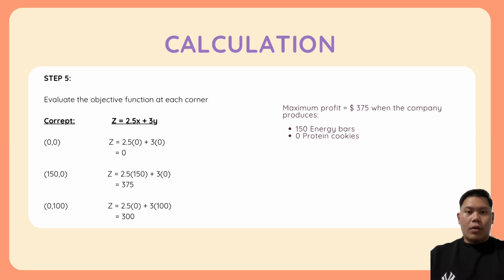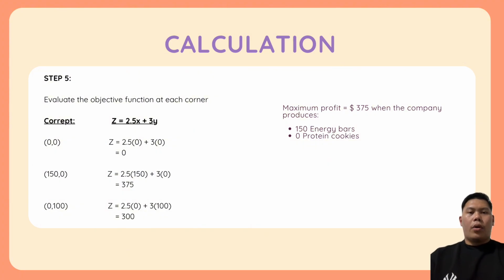For step 5, now we can evaluate our objective function, z equals 2.5x plus 3y, at each corner point. At point (0, 0), z equals 2.5 multiplied by 0 plus 3 multiplied by 0 equals 0. At point (150, 0), z equals 2.5 multiplied by 150 plus 3 multiplied by 0 equals 375. At point (0, 100), z equals 2.5 multiplied by 0 plus 3 multiplied by 100, which gives 300.